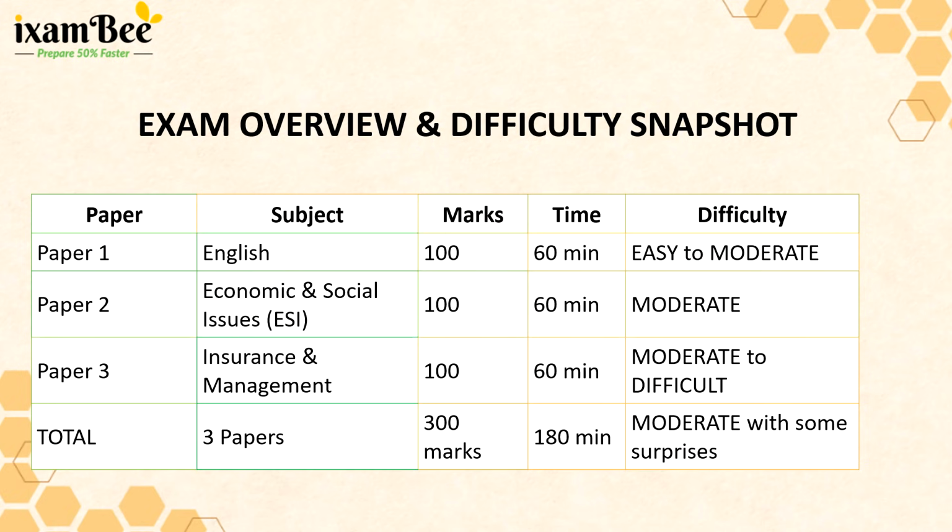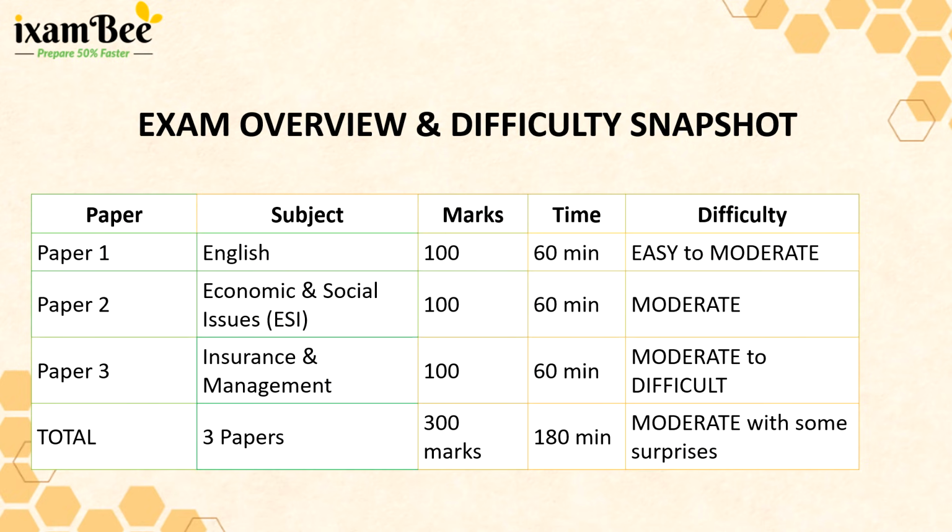Talking about exam overview and difficulty, let's first understand the exam format. The IRDAI exam has three papers. Paper 1, which is English, 100 marks in 60 minutes. The difficulty level is usually easy to moderate. Paper 2, economic and social issues impacting insurance, which is again 100 marks in 60 minutes. The difficulty level is moderate. And paper 3, insurance and management, which is also 100 marks in 60 minutes. This is a moderate to difficult paper. So a total of 300 marks across 180 minutes.